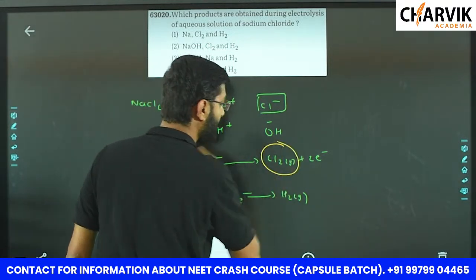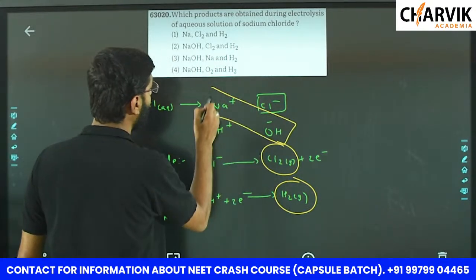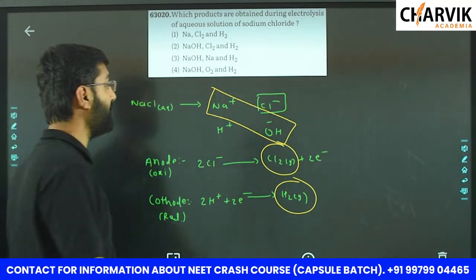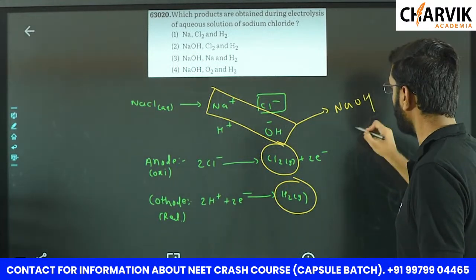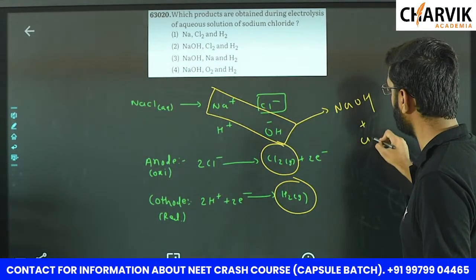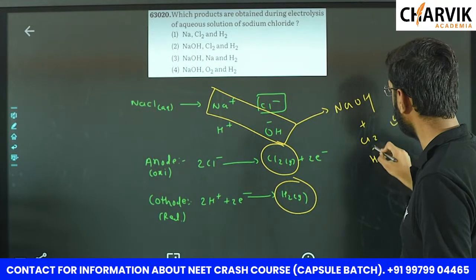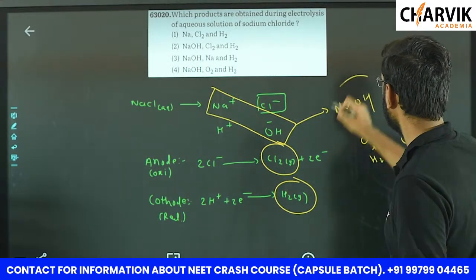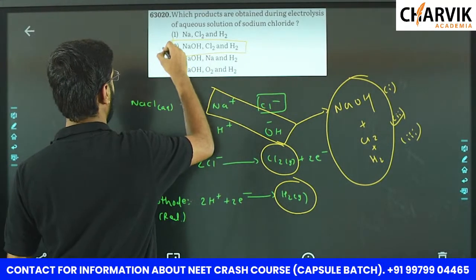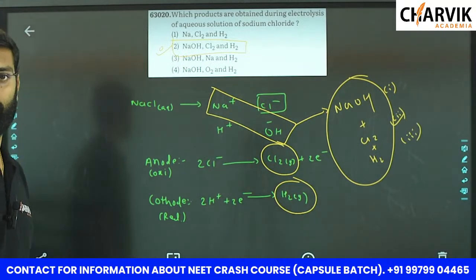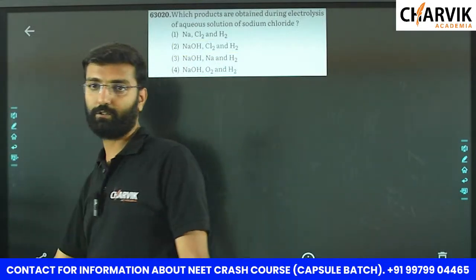So as the products, you will get Cl2 gas, you will get dihydrogen gas, and the two unreacted ions, that is Na+ and OH-, combine with each other and form NaOH. This is your first product. Cl2 is the second product, and the third product is dihydrogen. So NaOH, Cl2 and dihydrogen. The second option is the correct answer. Done? Move to next.